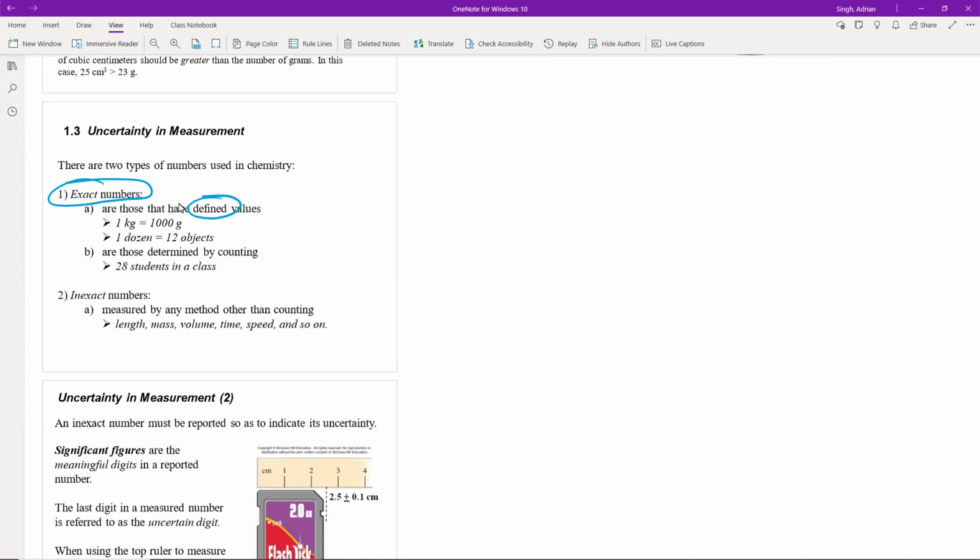We also get exact numbers from counting. So you show up to class or to lab and there are 10 students there. Well, there's exactly 10 students, right? There's not 9.5 or 10.8. There are exactly 10 students in the class. So those are exact numbers that have defined values. And that's in contrast to inexact numbers, which typically we get by making measurements.